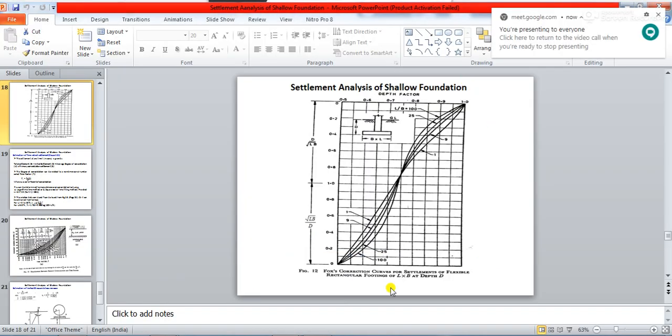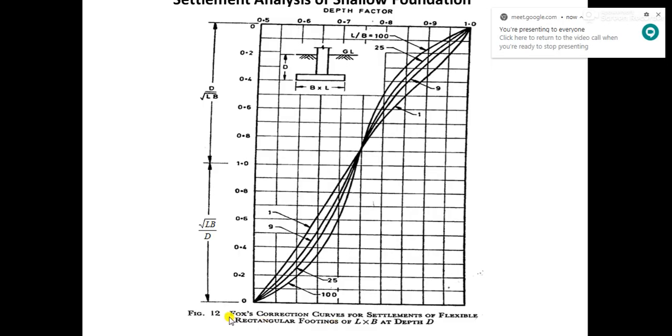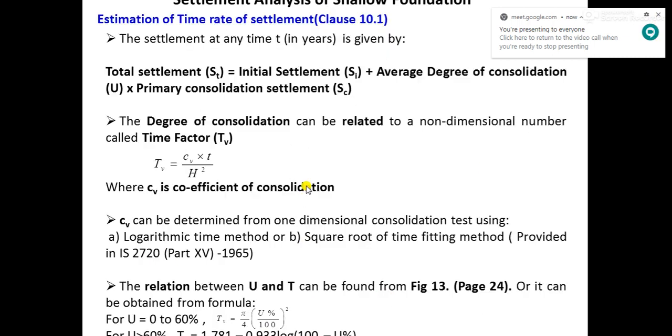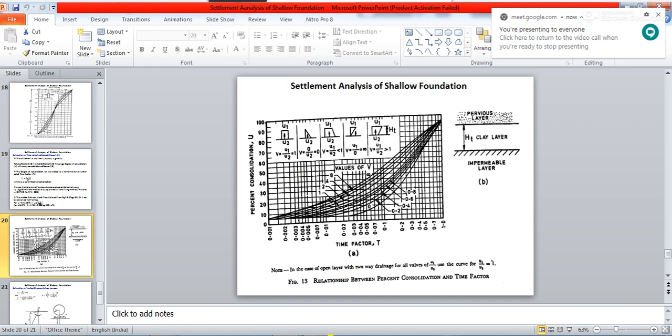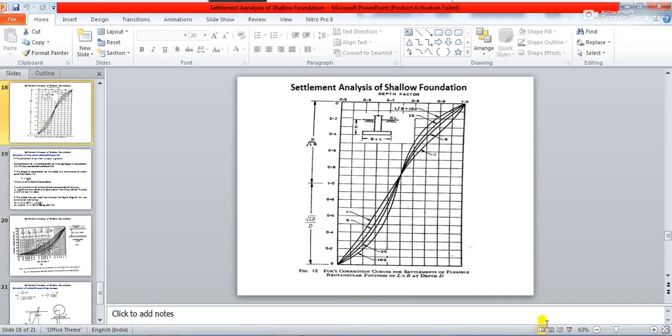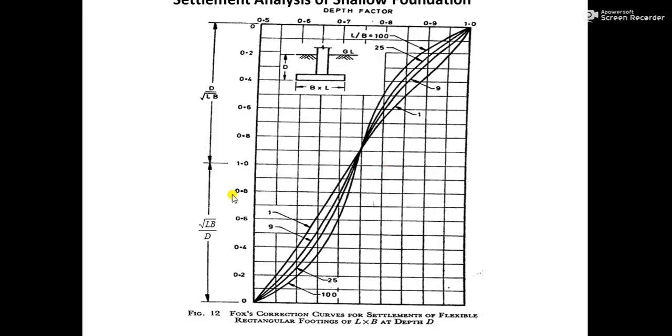So this is basically called Fox's depth correction factor. You see, Fox's correction curve for settlement of a flexible rectangular footing of L into B at depth D. One point you should understand is this portion of the curve, d root over of LB and root over of LB by D. This part you should understand.